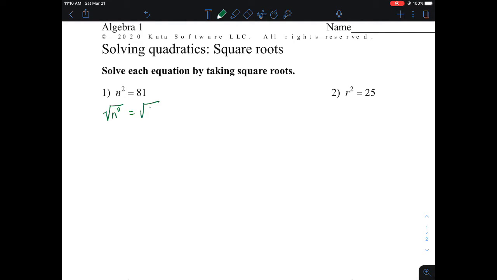Now, the square root of 81 is 9. The square root of n squared is the absolute value of n, which means my next move would be to solve for n. So the absolute value of what two numbers makes positive 9? That means n could be negative 9 or n could be positive 9. And here's my answers.